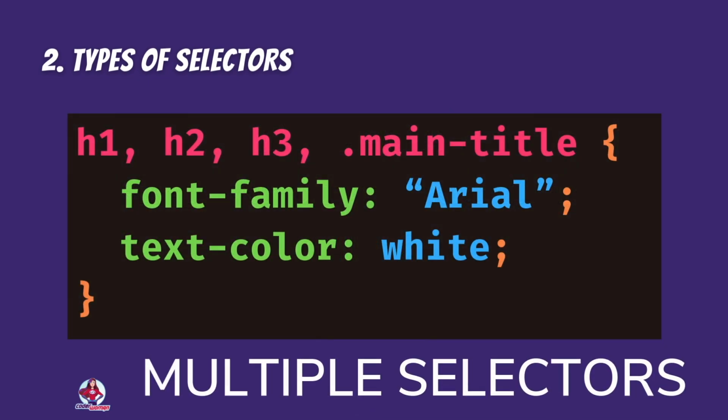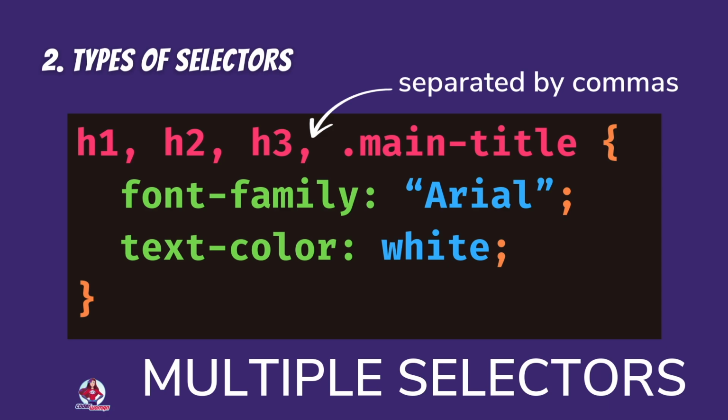Imagine there are several elements on a page, tags, classes, or IDs, and you want to apply the same style to all of them. How can you do that? If you'd like to apply the same style to multiple selectors, you can simply group them together in your CSS rule, separated by commas. In this example, we've applied the same font family and text color to all H1, H2, and H3 elements and elements with the main title class. Grouping selectors in this manner makes your CSS more efficient and organized.